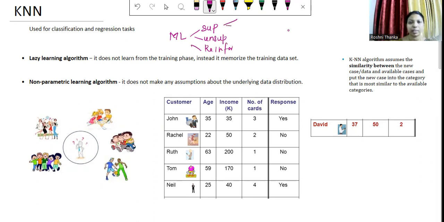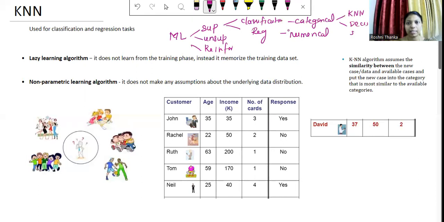Under supervised machine learning algorithm, we have two tasks. They are classification and regression. If your output data is categorical data, then it is a classification algorithm. And if your output data is a numerical value, then it comes under regression. So under categorical data or classification, we have many algorithms like KNN algorithm, decision tree, SVM, logistic regression, and many more, under which we are going to discuss this KNN algorithm here.